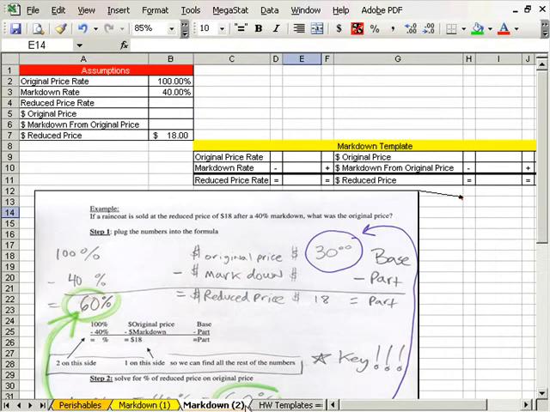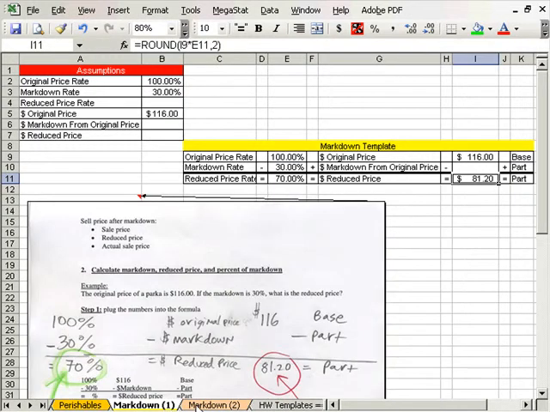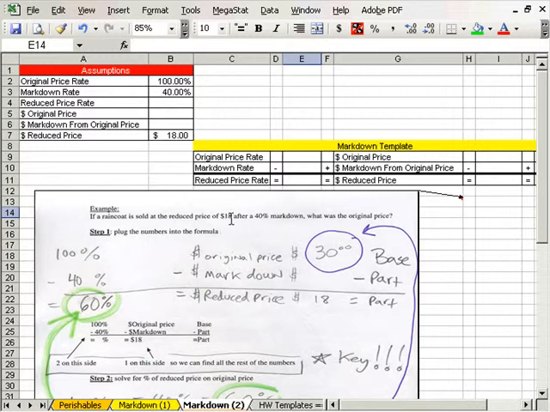Markdown 2. Here we go. Let's look at this problem. If a raincoat is sold at a reduced price, first it was a parka, and now it's a raincoat. So this is $18. Hey, that's more my speed, 18 bucks. And the markdown is 40%. What is the original price?